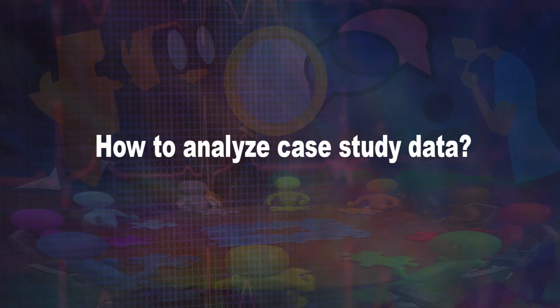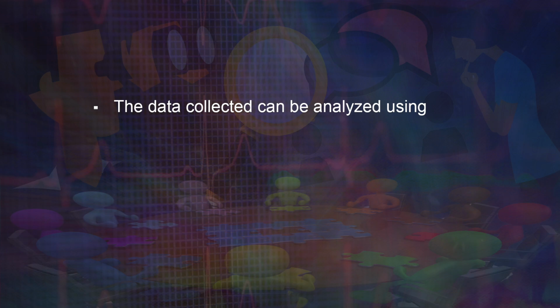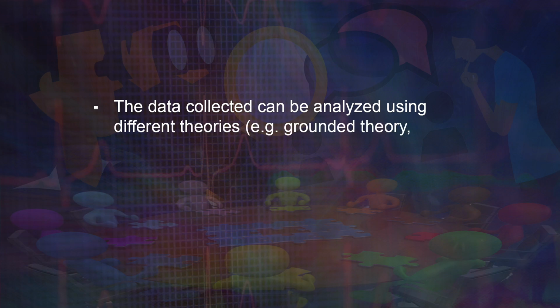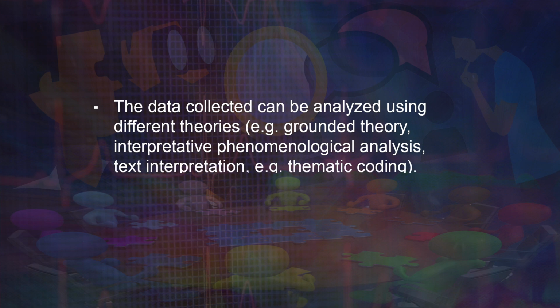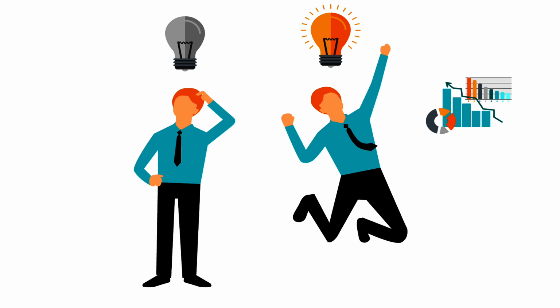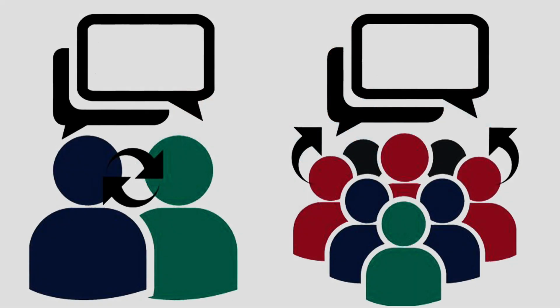Now, how to analyze case study data? The data collected can be analyzed using different theories. Example: grounded theory, interpretative phenomenological analysis, text interpretation. Example: thematic coding. All the approaches mentioned here use preconceived categories in the analysis and they are idiographic in their approach. That is, they focus on the individual cases without reference to a comparison group.